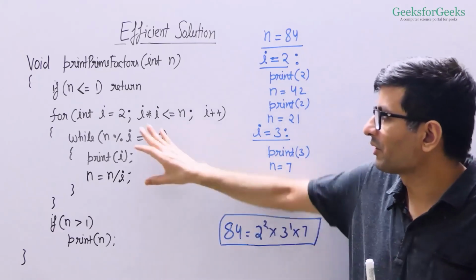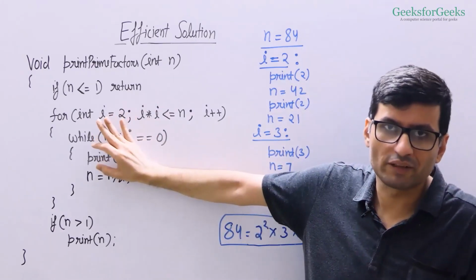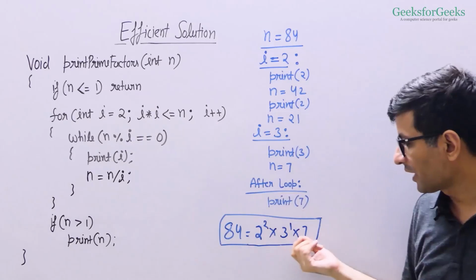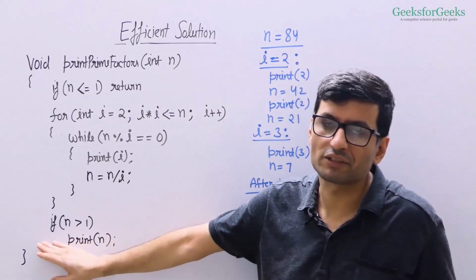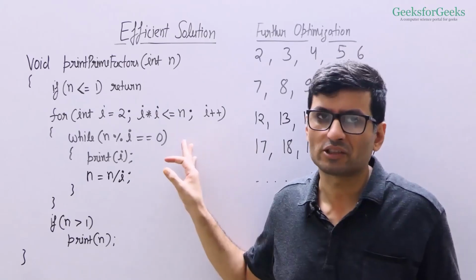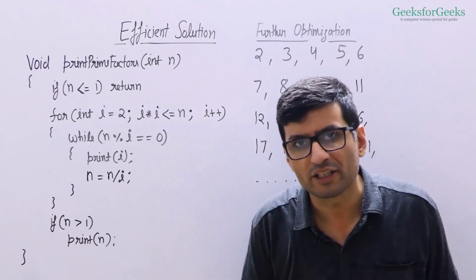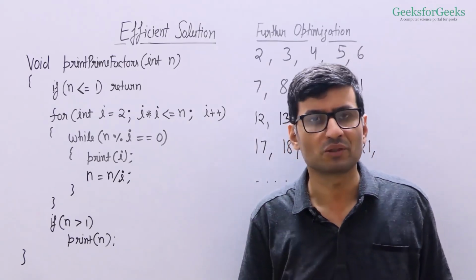So for a prime number, you will not find a prime factor, right? So you will have to print the last prime factor explicitly. That's why we have added this if condition. We can further optimize this code using the same idea as we discussed in the prime number video.